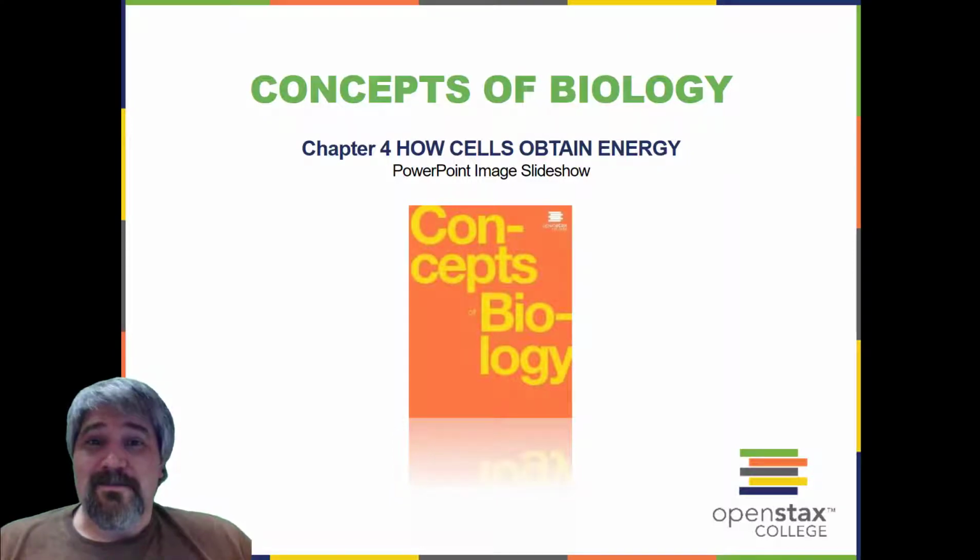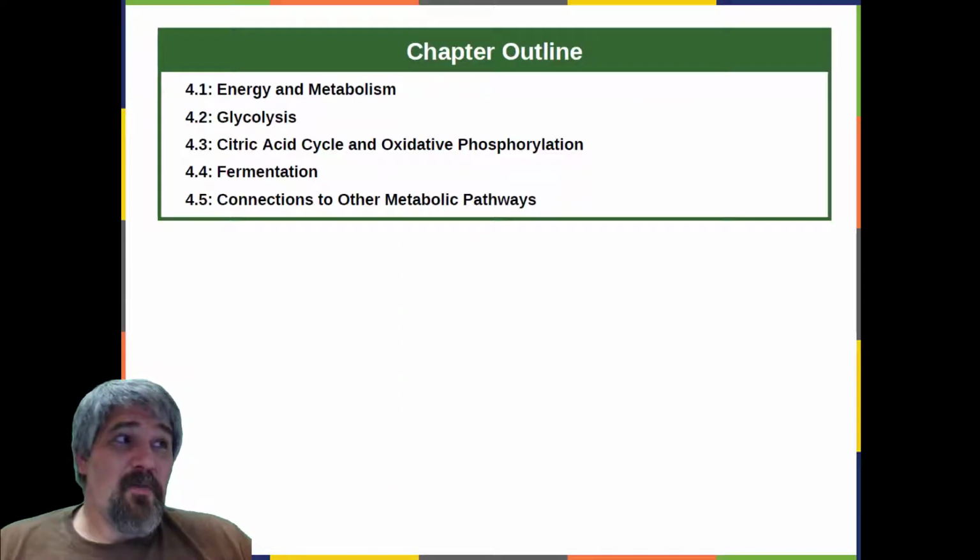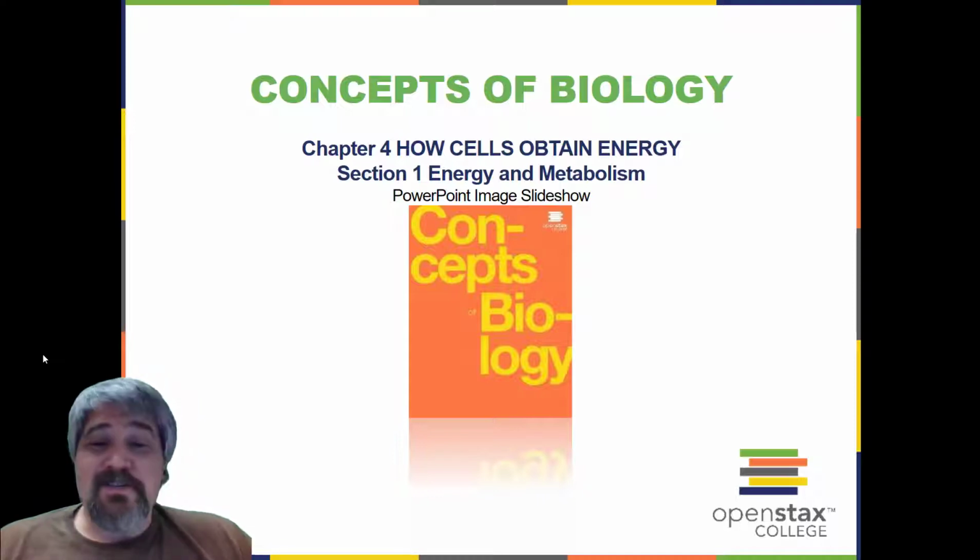Welcome back to Chapter 4, How Cells Obtain Energy. Here is the chapter outline. 4.1, Energy and Metabolism, and then glycolysis, citric acid cycle and oxidative phosphorylation, fermentation, connections to other metabolic pathways. Section 1, Energy and Metabolism.